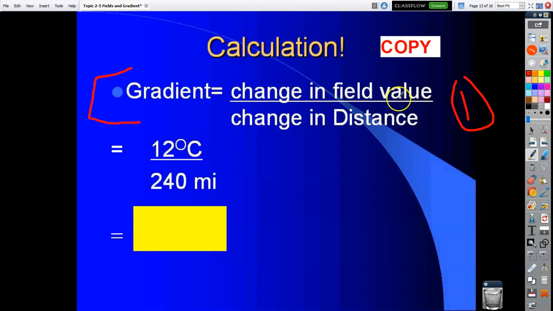12 degrees is my field value, so this number goes up top. My distance always goes on the bottom. Sometimes you don't know what goes on the top and what goes on the bottom. Well, your distance is miles, right? You know that. That has to always go on the bottom, whether it's in miles or kilometers. So 240 goes on the bottom.